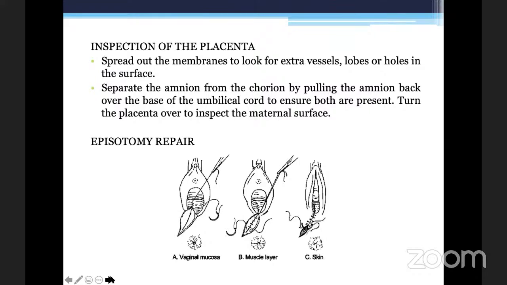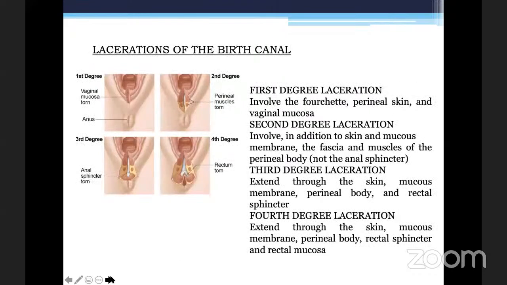Episiotomy repair. The lacerations of the birth canal. First degree lacerations involve the perineal skin and vaginal mucosa. Second degree lacerations involve, in addition to skin and mucous membrane, the fascia and the muscles of the perineal body. The third degree lacerations extend through the skin, mucous membrane, perineal body, and the anal sphincter. Fourth degree lacerations extend through the skin, mucous membrane, perineal body, anal sphincter, and rectal mucosa.